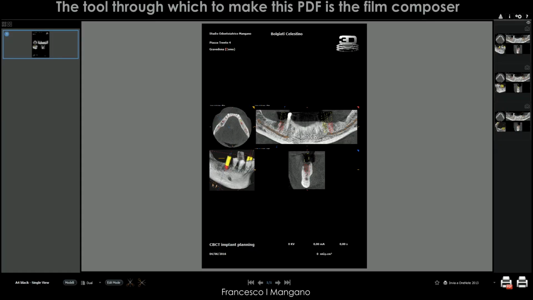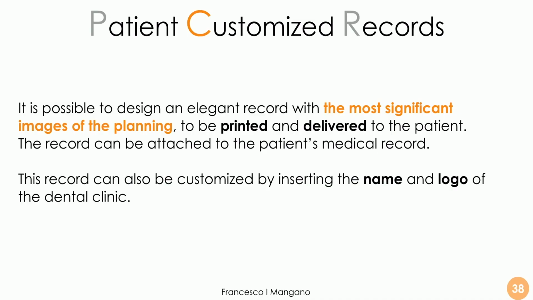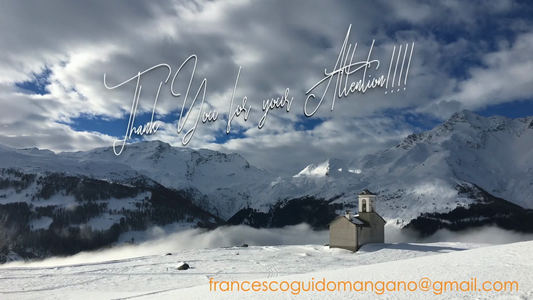in order to create, with the Film Composer, a special PDF collecting all the information of the patient, using also the logo of the clinic eventually, and this is very nice, a customized patient record. So it is possible using this software to design an elegant record with the most significant images of the planning to be printed and delivered to the patient, and this record can be attached to the patient medical record. So this record can also be customized by inserting the name and the logo of your own dental clinic.